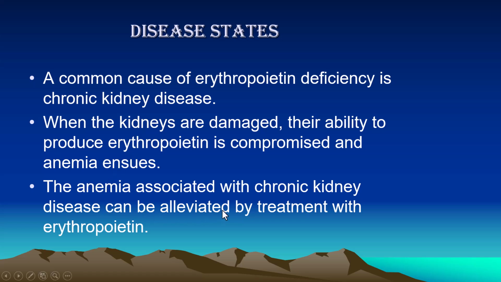The anemia associated with chronic kidney disease can be alleviated by treatment with erythropoietin. In the condition when there is renal failure and the patient develops anemia, this anemia can be corrected by exogenous erythropoietin. When erythropoietin is injected, the bone marrow then produces red blood cells.